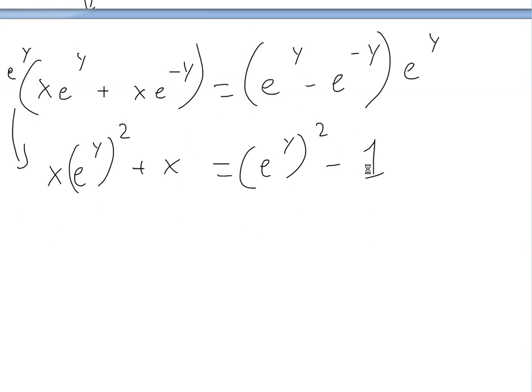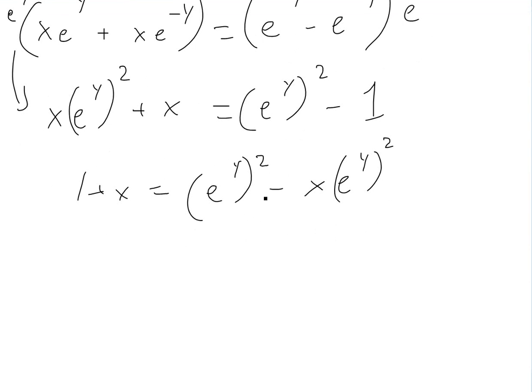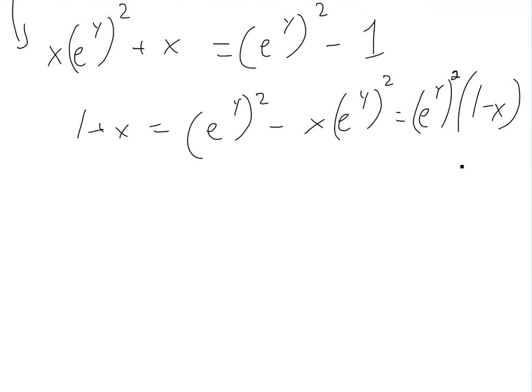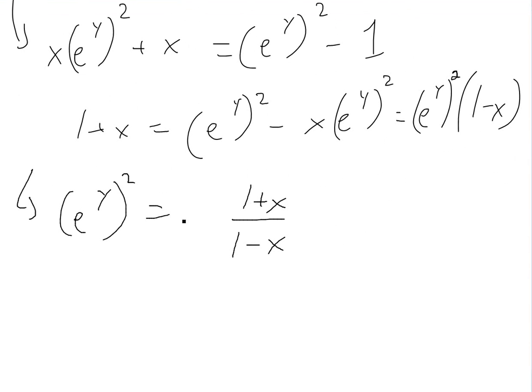So now what we're going to do is shift the 1 over this side and put this over this side. So we're going to have 1 plus x is equal to e to the y squared minus x e to the y squared. And this one just simplifies to e to the y squared times (1 minus x). We just got to get it out of the bracket, then make this by itself. So we're left with e to the y squared equal to (1 plus x) divided by (1 minus x).